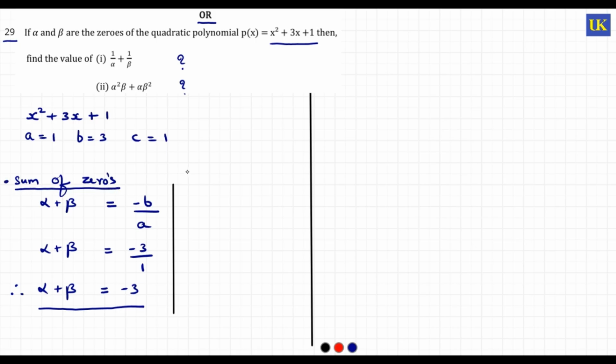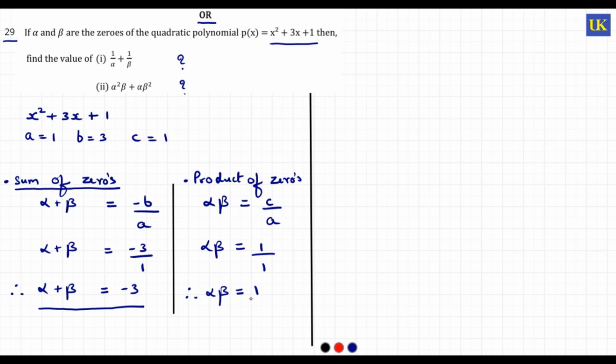Now we will find the product of zeros. Product of zeros is alpha into beta, and the formula is what? The formula is c upon a. So alpha into beta is equal to c, which is 1, and a is 1. So therefore alpha into beta is 1. So these are the values.